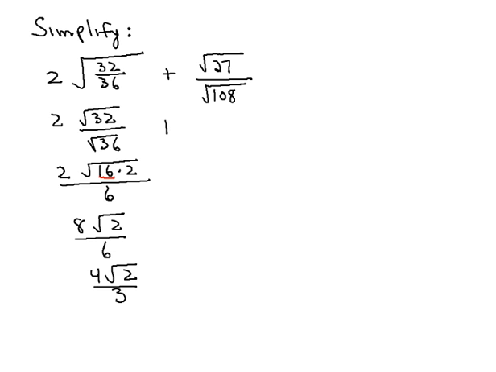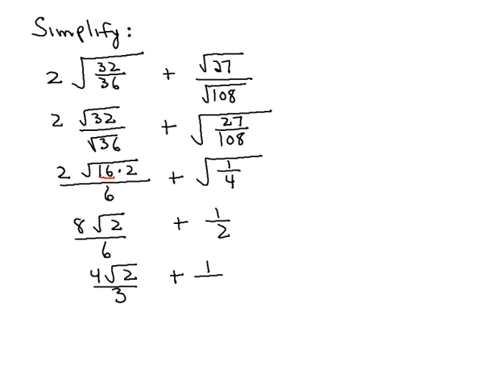Now for the next term, what we can do is rewrite this as the square root of 27 over 108. In other words, we'll rewrite it so we have a single fraction inside the radical. That will reduce then to 1/4. And 1/4 we know to be a perfect square, so its square root then is 1/2. So now what we have then is 4 times the square root of 2 over 3 plus 1/2.